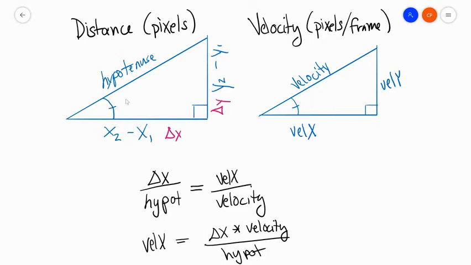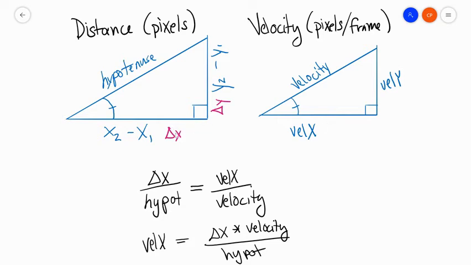They're similar because all of the angles are exactly the same. They're both right triangles, and then this angle is the same. So if we have similar triangles and we know all the dimensions of one, we can use that to help us find the missing dimensions of the other.